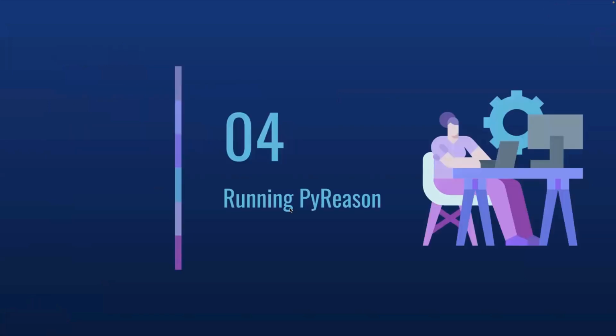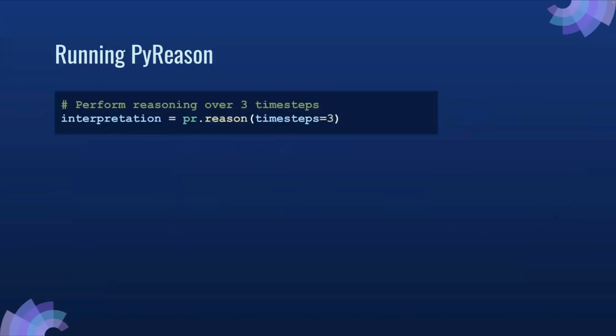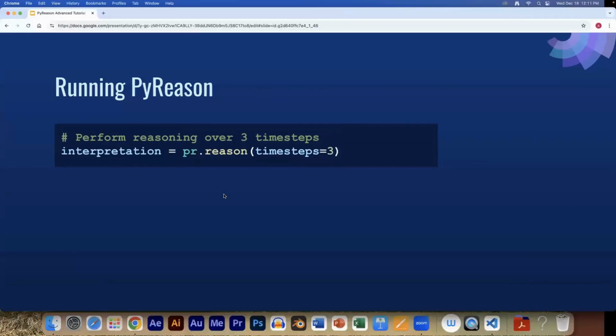All right, and then finally, now that we've added all these rules and facts, how do we run PyReason? We're going to run the function pr.reason over our 3 time steps. In PyReason, you can customize how many time steps you want to use. For this specific example, it's still pretty simple, so we're only going to use 3 time steps. But as your examples get more and more complex, as you add more rules and facts that might fire at different times, you can increase the number of time steps used to fully complete your reasoning process. So let's take a look at some code.